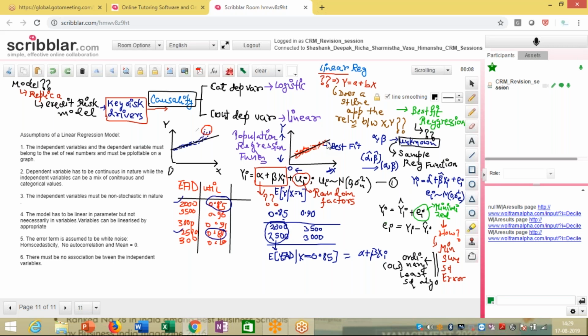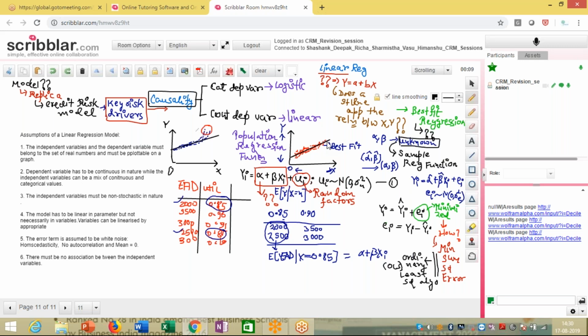The first point is the independent variables and the dependent variable must belong to the set of real numbers. So they must be real in nature. The numbers should not be complex numbers. The second is the dependent variable has to be continuous in nature, while the independent variables can be a mix of continuous and categorical variables. The third point is the independent variables must be non-stochastic in nature.